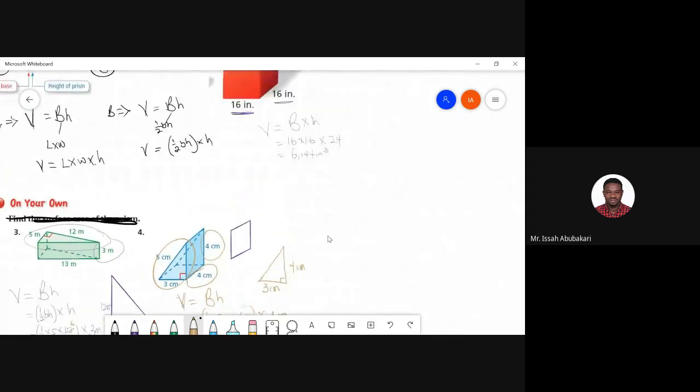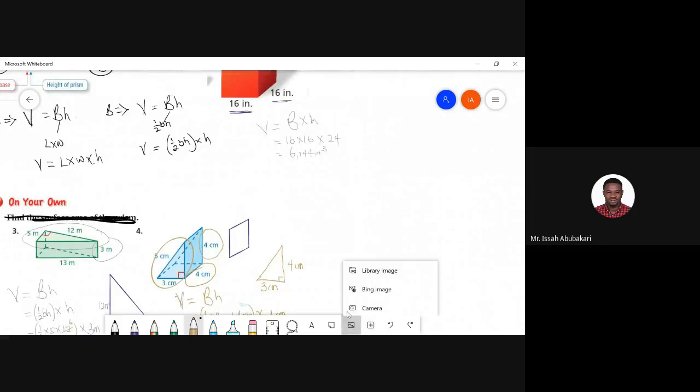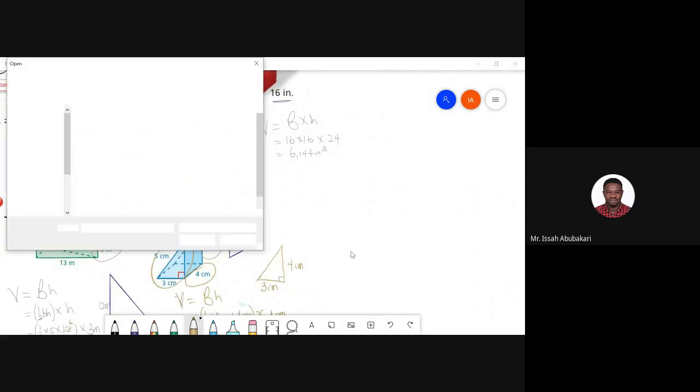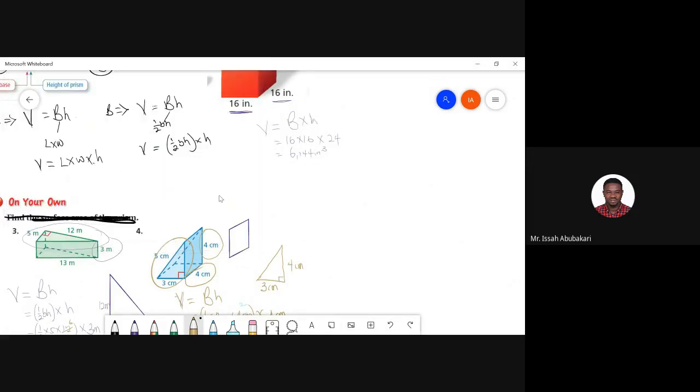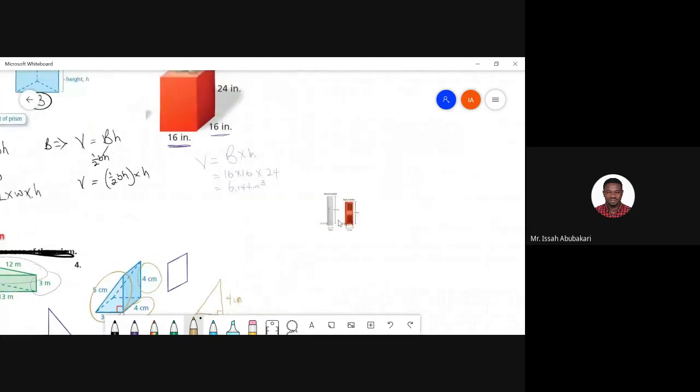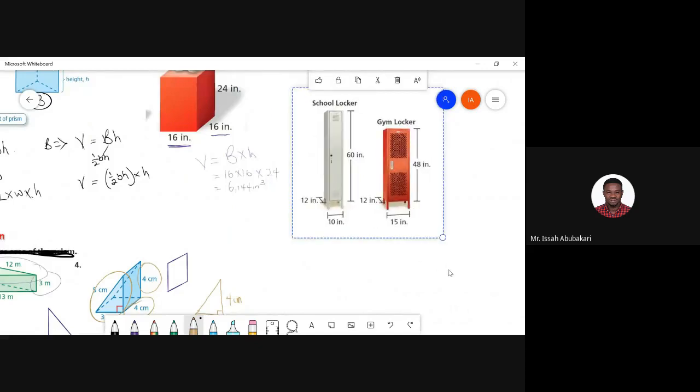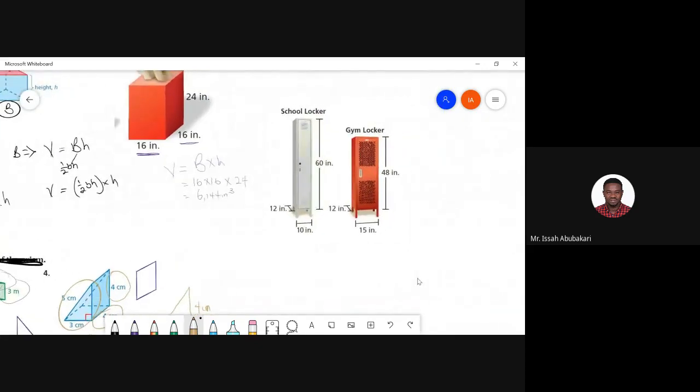Now let's look at a real life situation. Assuming you went to the locker room and you found this, and you are asked to choose one of these to use as your locker at the gym or at the sports center, okay? So we have 2 of them, these 2. Assuming this is a school locker and a gym locker, and you can only choose one. Which one are you going to choose?